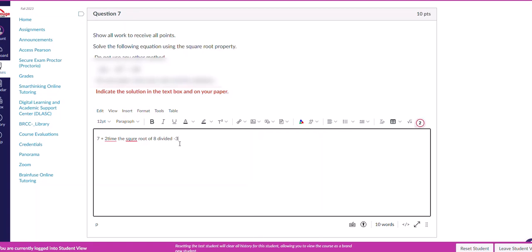And remember, you are going to get that plus or minus, so you could say 7 minus 2 times the square root, again, don't worry about the spelling, of 8 divided by -3, let's say. All right, you could do it all at once. You could say 7 plus minus 2 times the square root of 8 divided by -3. All right, so something like that.